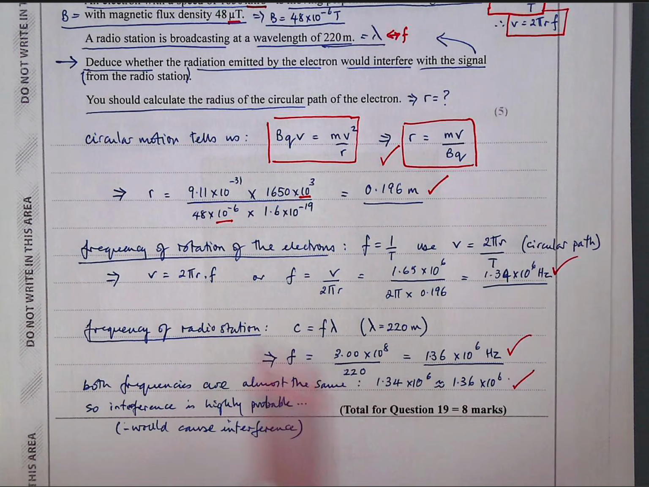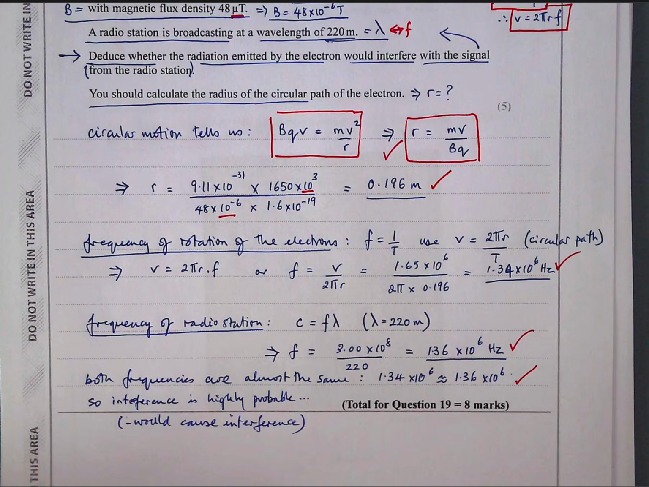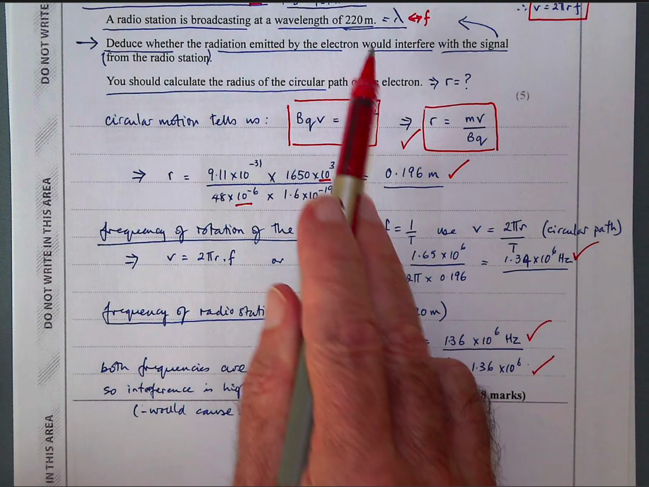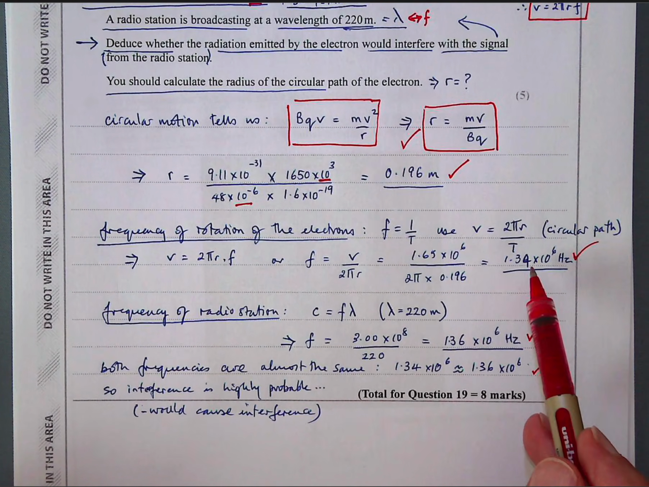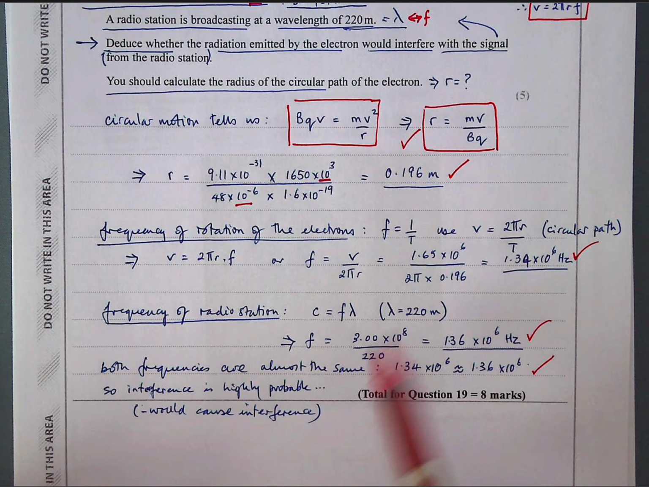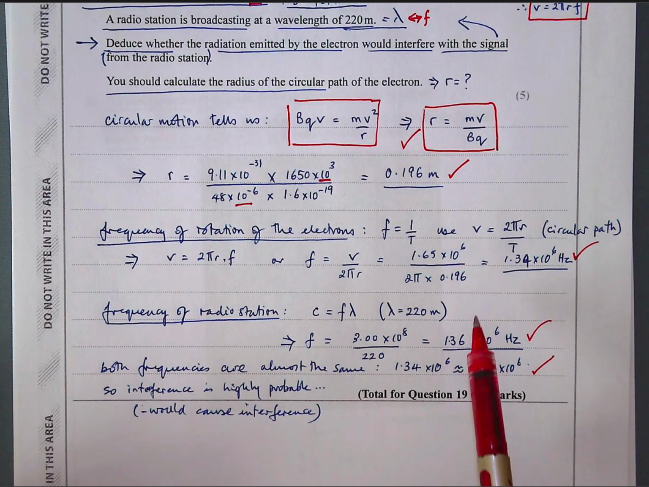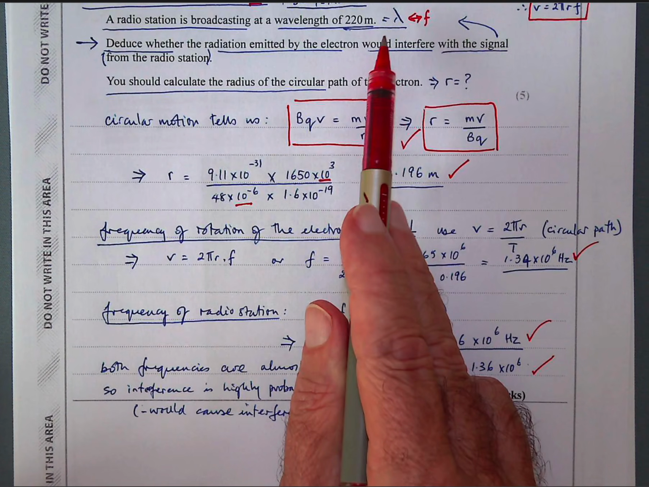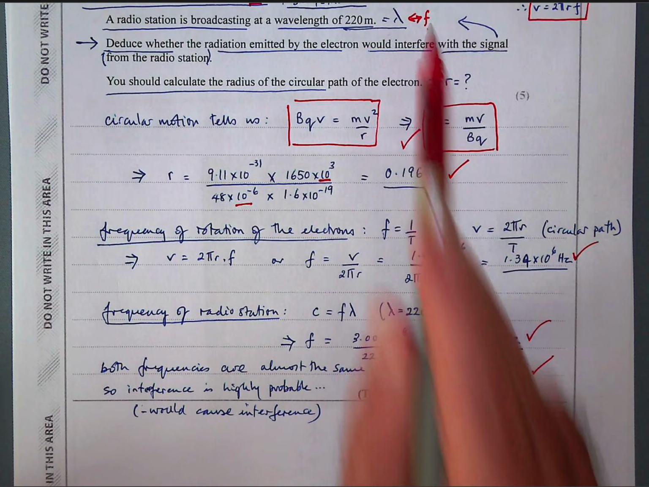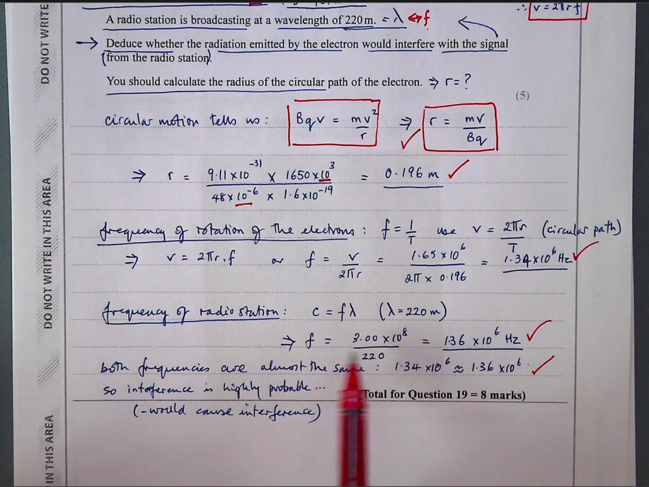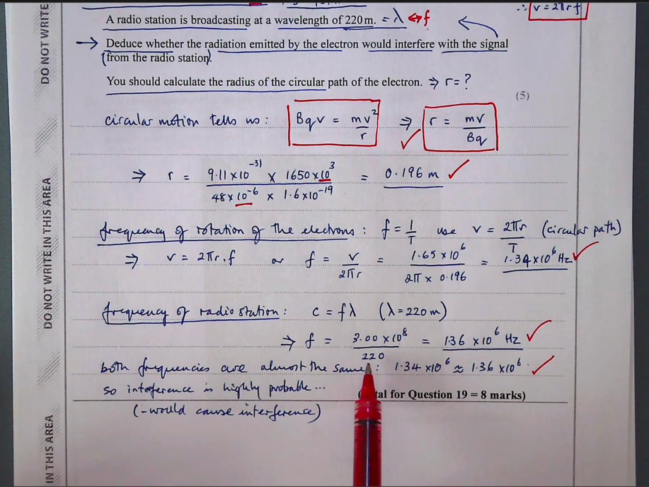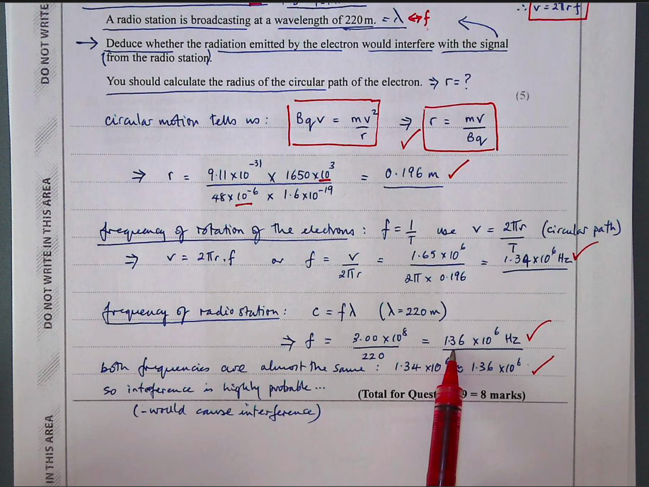Okay, so that's the frequency of the rotation of the electrons. So I'm comparing frequencies. I'm not bothering to go to the wavelength. I could have done the other way and converted this into a wavelength. So I've done the frequency of the electrons. I'm now going to change the 220 meter wavelength into a frequency by using c equals f lambda, where c is 3.0 times 10 to the 8, the speed of electromagnetic waves, divided by 220, which comes up to 1.36.